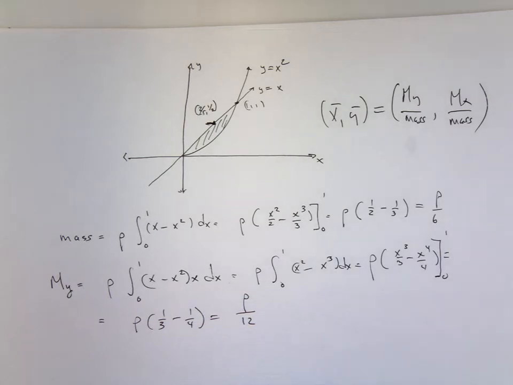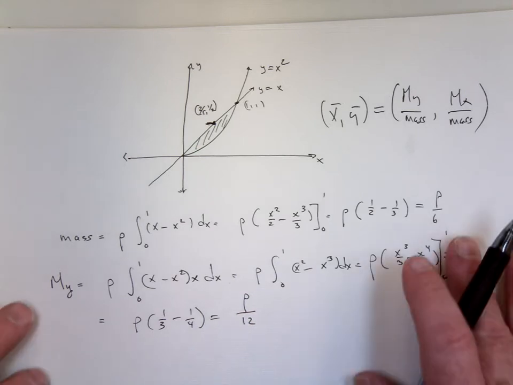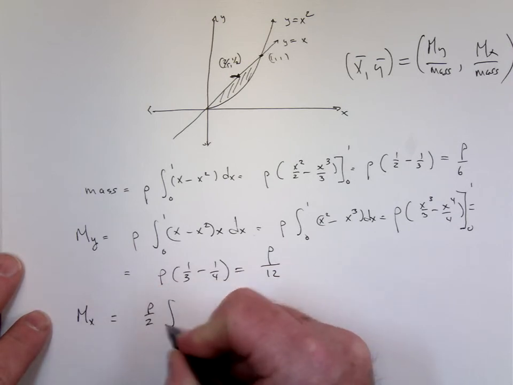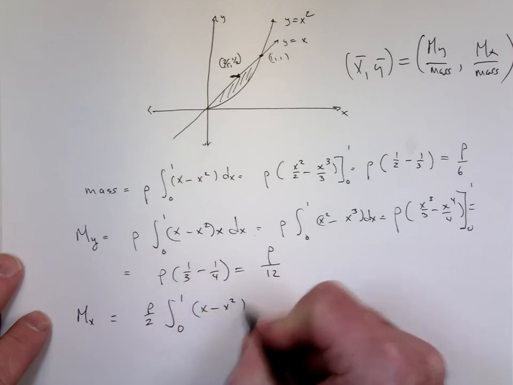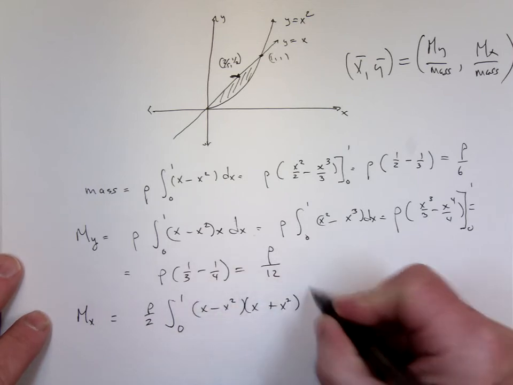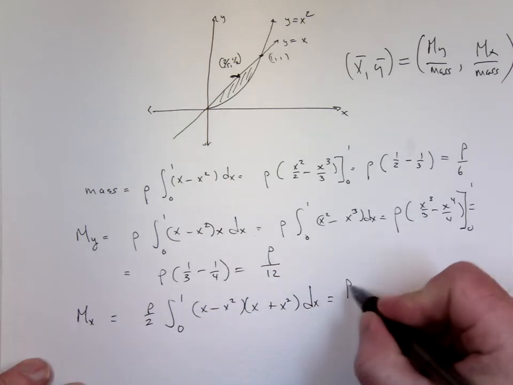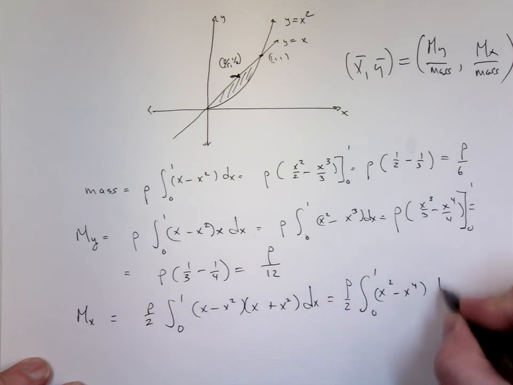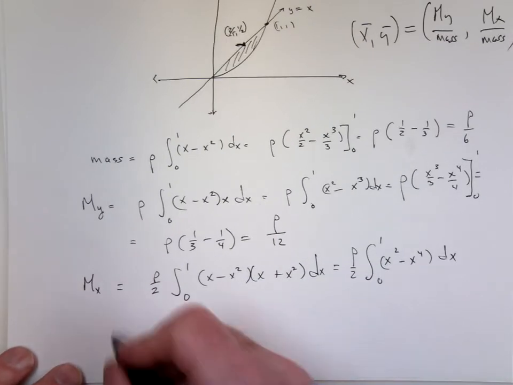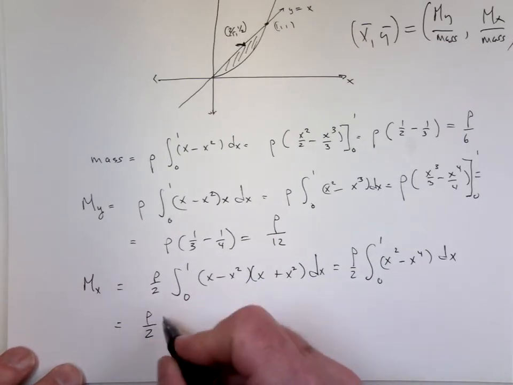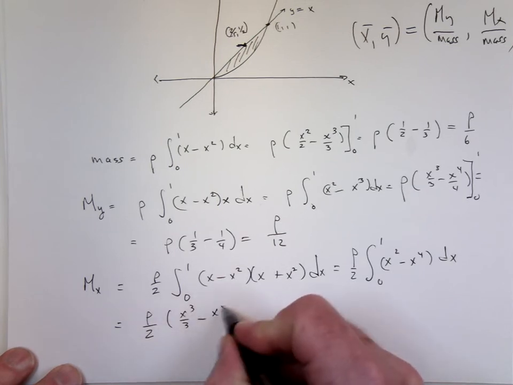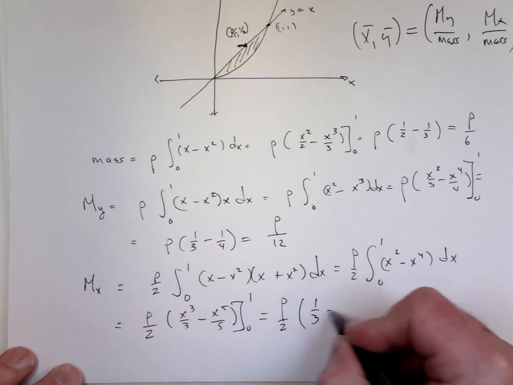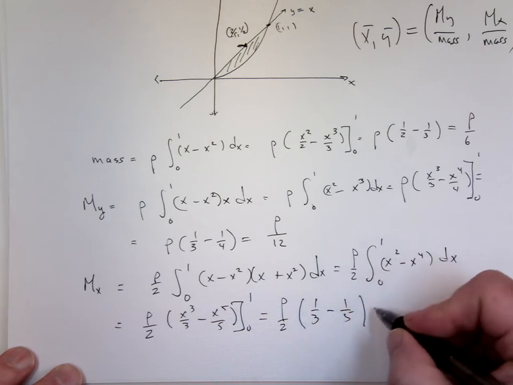So, moment from the x-axis is rho over 2, integral 0 to 1, difference in the functions squared. Okay? So, rho over 2, integral 0 to 1, x squared minus x to the 4th. That's equal to rho over 2, integrate the thing: x cubed over 3, x to the 5th over 5, 0 to 1. Rho over 2, 1 third minus 1 fifth. That's 2/15ths, that's 5 minus 3. The 2's cancel. You get rho over 15.